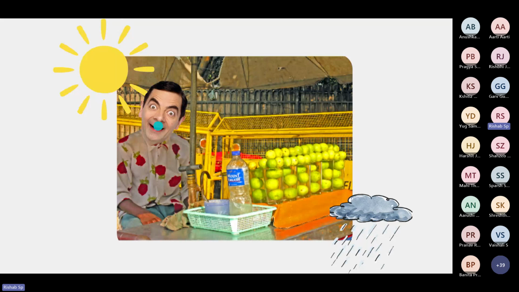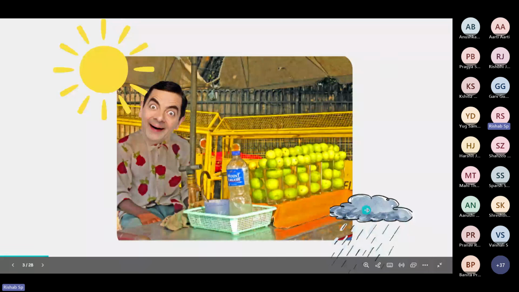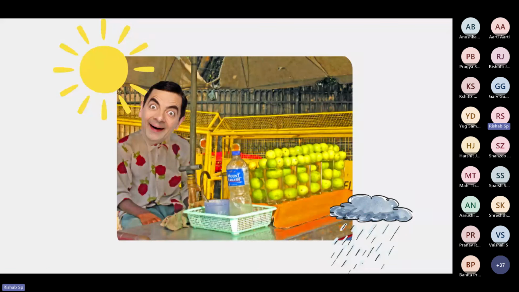So there are multiple factors, right? If it's a sunny day, there can be more sales. If it's a rainy day, there can be fewer sales. If the foot traffic, the number of people walking beside his shop, is very high, then the chances they may buy his lemonade are also very high, right? There are n number of factors that can affect the number of lemonades that he sells.